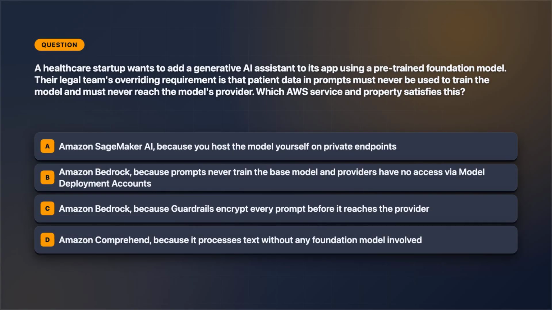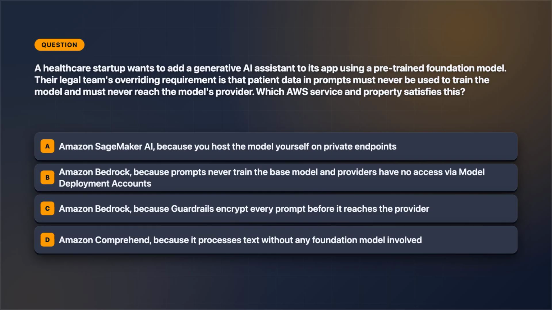Let's test what you've learned. Question 1. A healthcare startup wants a generative AI assistant built on a pre-trained foundation model, and their legal team insists that patient data and prompts must never train the model and never reach the provider. Which service and property satisfies this?